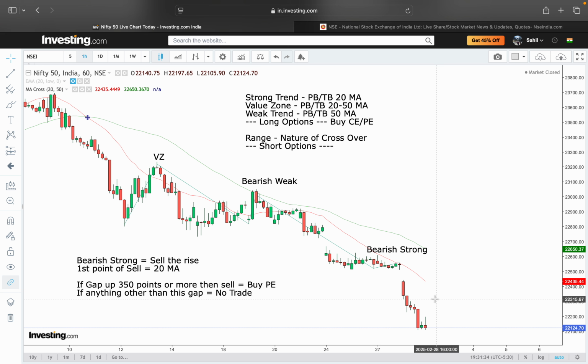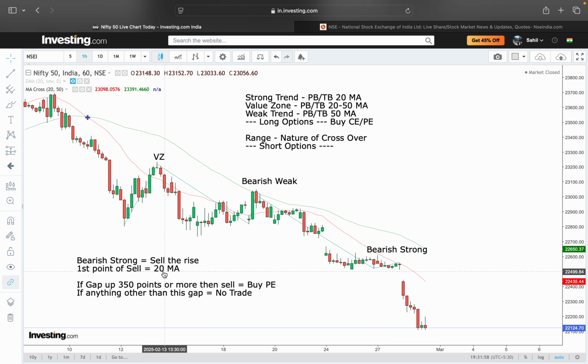The objective of doing this exercise is to come to terms that even though we have on the hourly charts a bearish view on the market, even though the market has complied and traded on the bearish side, on Monday, unless and until there is a 350 point gap up or more, there is simply no trade to be taken, particularly on a Monday morning.